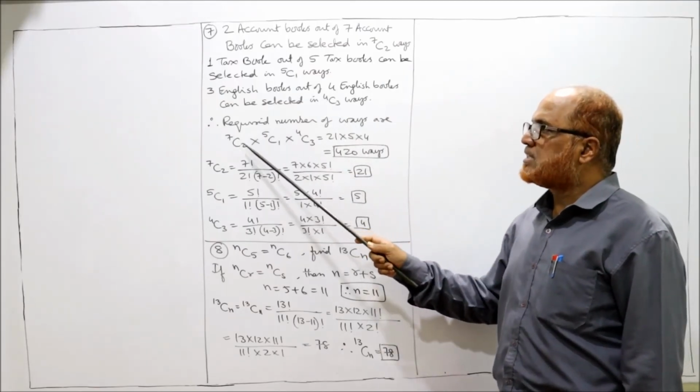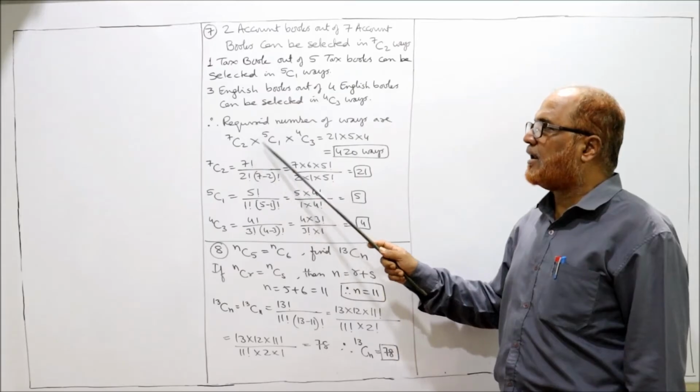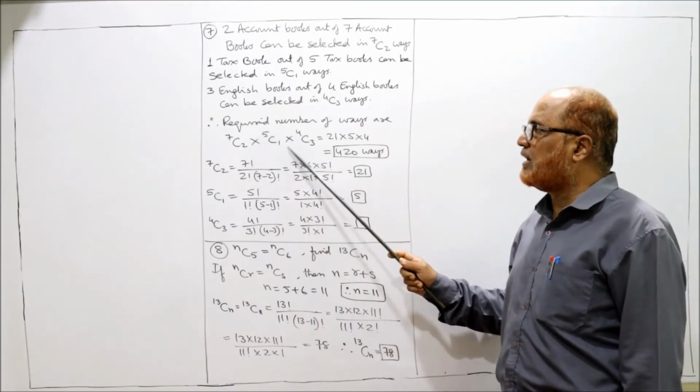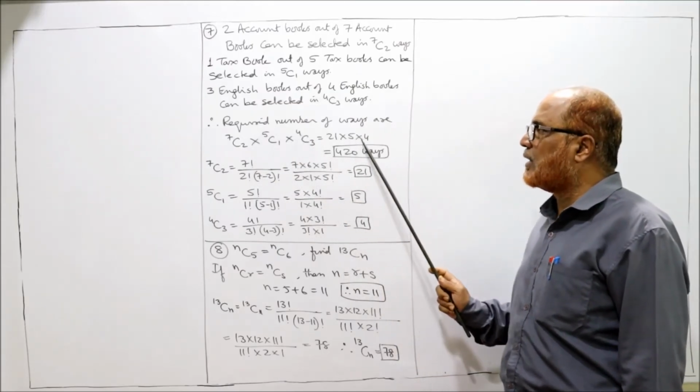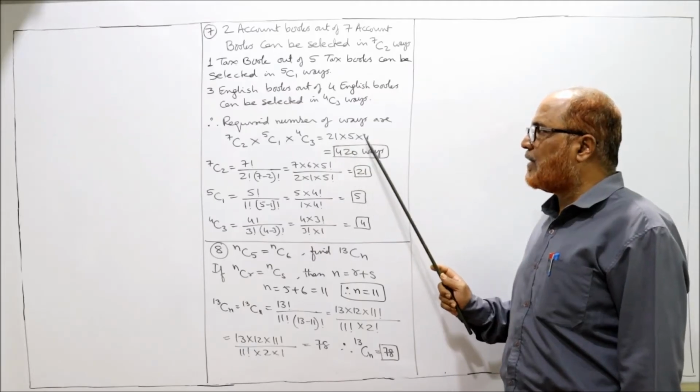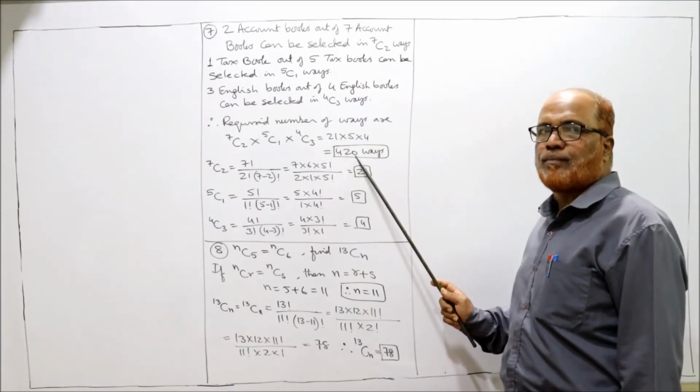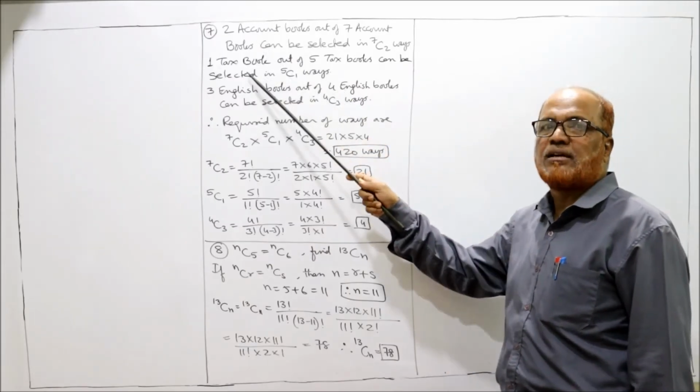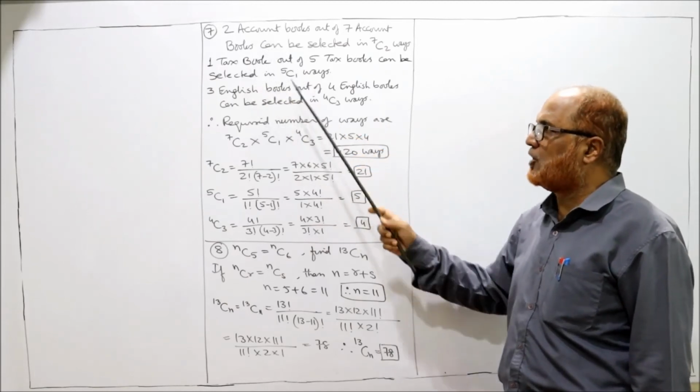Now 7C2, if you calculate, you will get 21. 5C1 you will get 5. 4C3 you will get 4. So 21 into 5 into 4 you will get 420 ways. So 420 ways are there for selecting these account books, tax books and English books.